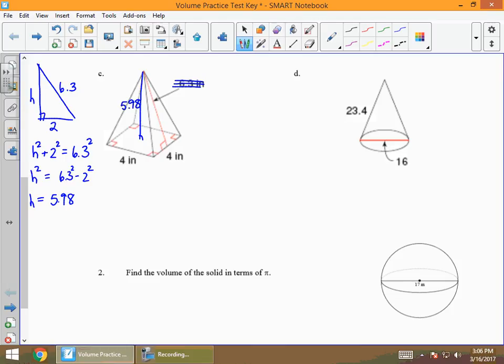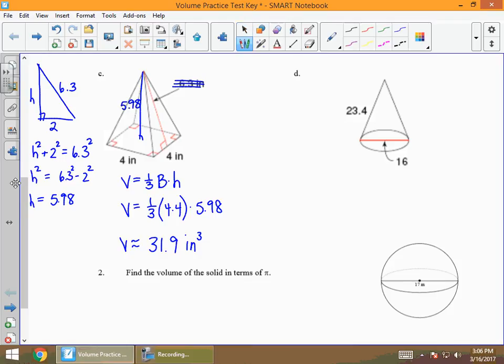So when I want to find the volume of this, it's a pyramid, so it's 1/3 area of the base times the height. So it's 1/3 area of this base. This is a 4x4 square, so it's 4 times 4. And then the height of this is 5.98. So I take that height, I multiply by 4, and I divide it by 3, and I get roughly 31.9. And those are inches cubed. 31.9 inches cubed.